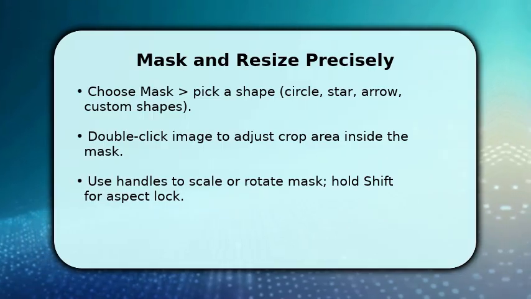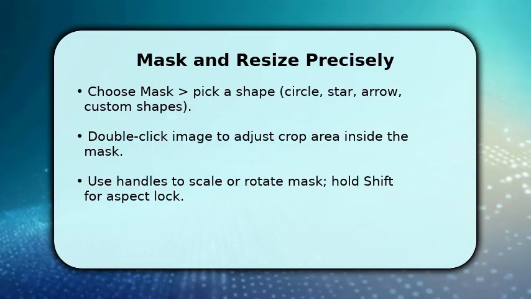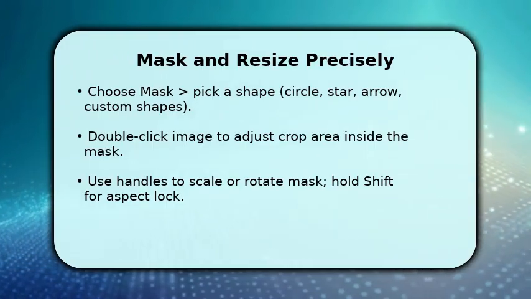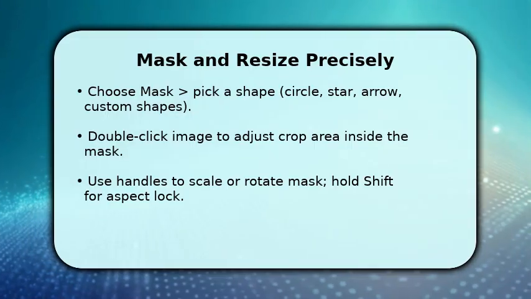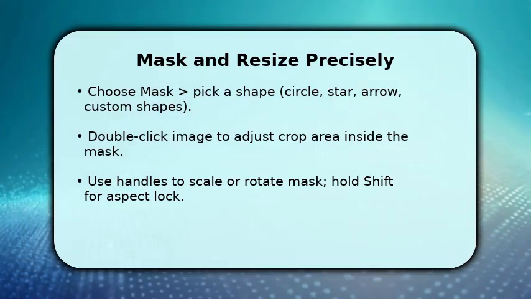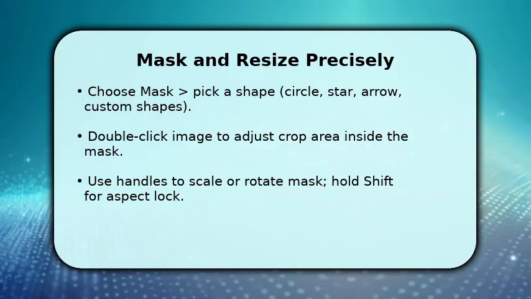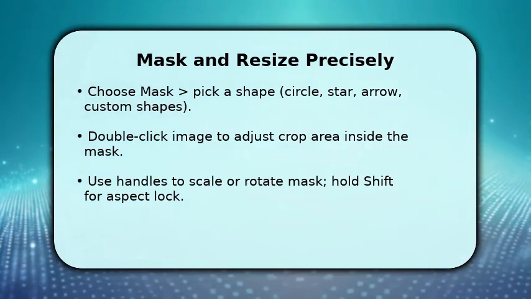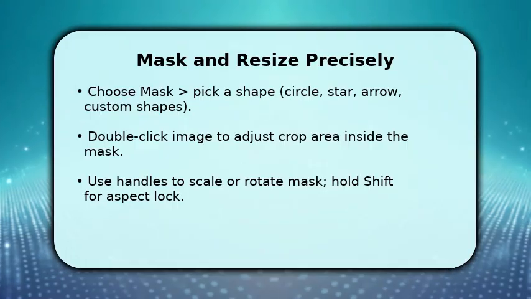Once the mask is applied, double-click the image to move or crop the photo inside the shaped frame. You're changing what shows through the mask rather than the mask itself. Use the corner handles to scale and hold Shift to lock aspect ratio when necessary, and rotate the whole masked object with the Rotate handle to get perfect alignment before finalizing.